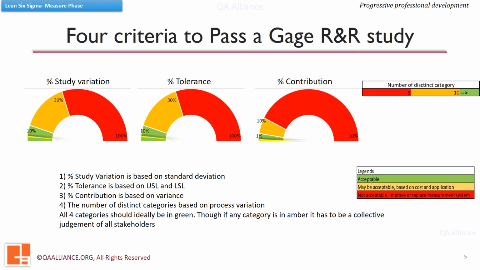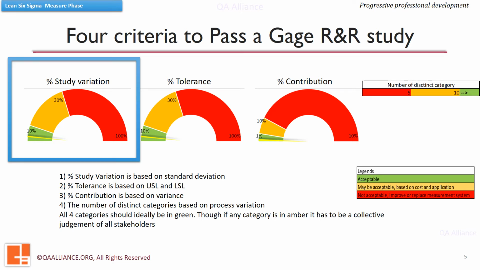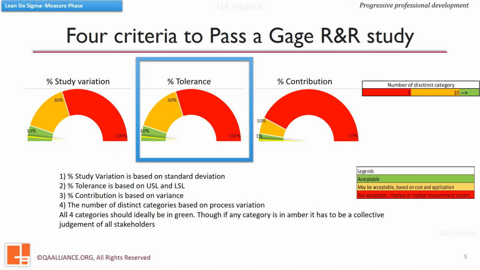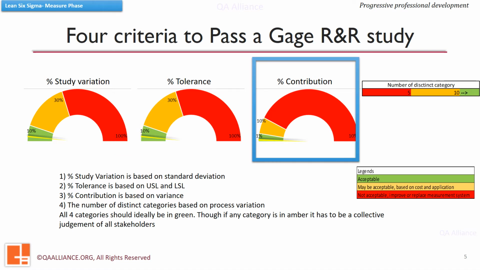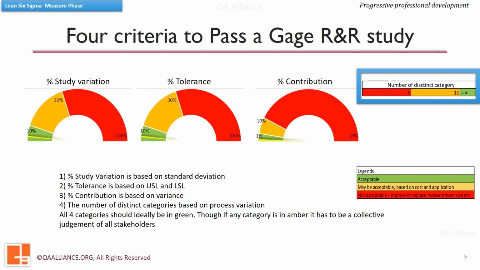Here are the guidelines laid down by Automotive Industry Action Group, which are generally referred to, though an organization may have different guidelines based on their past experience and industry type. If the measurement system's variation is less than 10% of process variation, then it is acceptable. Similarly, tolerance should be less than 10% and percent contribution should be less than 1%. Number of distinct categories should be greater than 10. We'll go through these guidelines again when we make conclusions in our coming example.